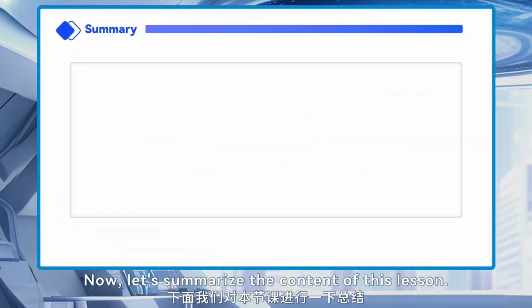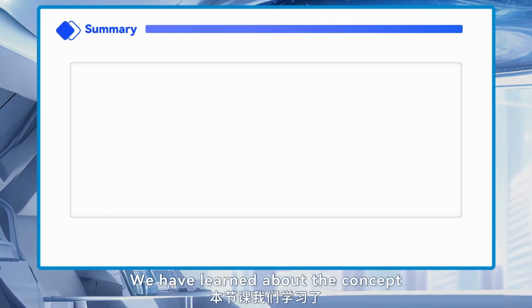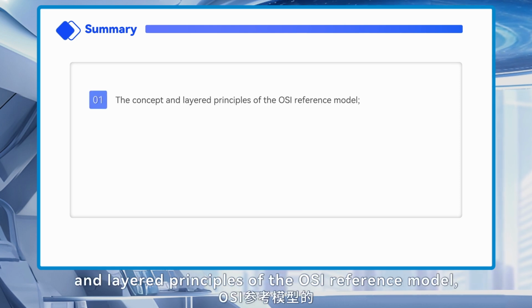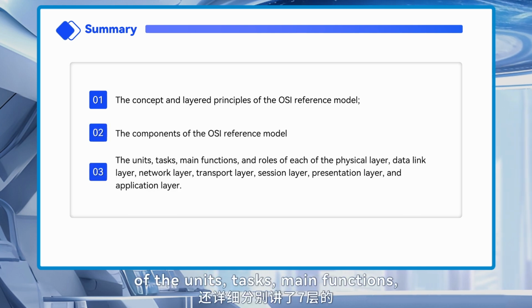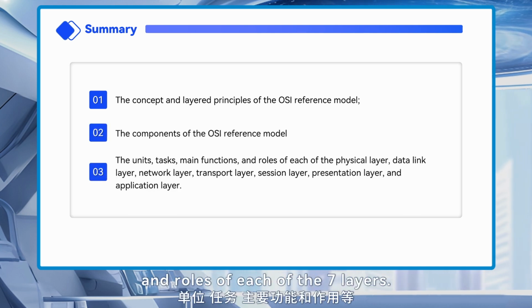Now, let's summarize the content of this lesson. We have learned about the concept and layered principles of the OSI reference model, its components, and detailed explanations of the units, tasks, main functions, and roles of each of the 7 layers.